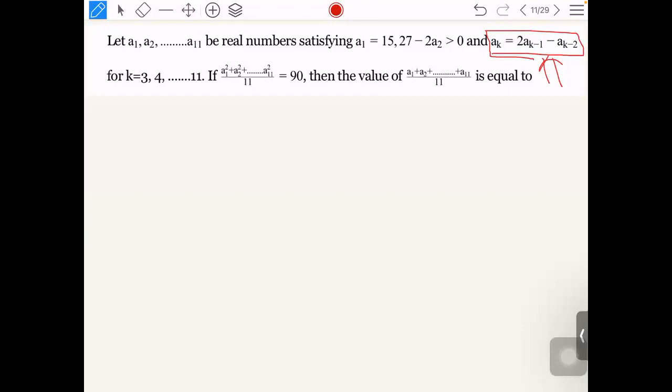Vikrant, correct. It is an AP. It is an AP, correct. So from the given information, we can say that it is in AP.